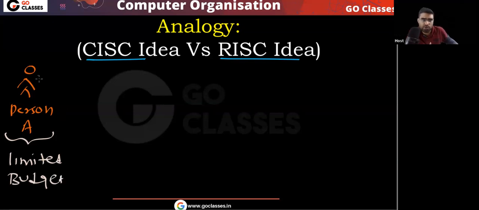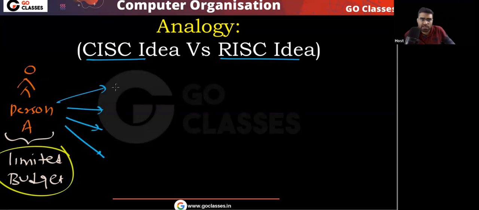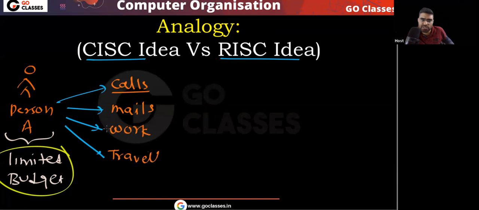Now you tell me, because this person A is starting with a very limited budget, in this situation, what will this person A do? The person A will do everything. Yes or no? For example, if some call comes, person A will handle the calls also. This person A will handle the mails also. This person A will handle the actual work also. If some traveling needs to be done, this person A will do that traveling also. Are you getting my point? Basically, all the work this person A has to do.